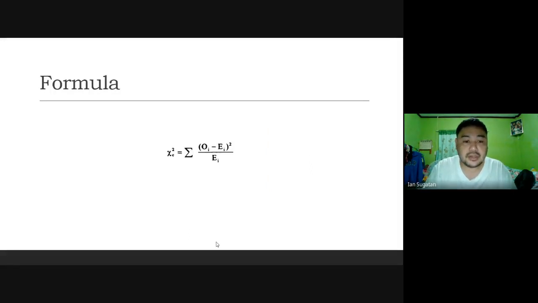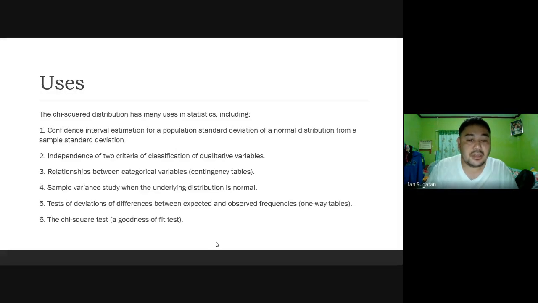So more on chi-square, the formula is on your screens right now. It's x squared is equivalent to the summation of (Oi minus Ei) squared over Ei. It uses several conjugations for distribution for statistics, which includes number 1, the confidence interval estimation of a population standard deviation of a normal distribution from a sample standard deviation. So there's a certain demarcation line between standard deviations and normal value.